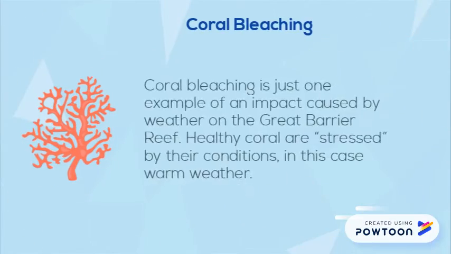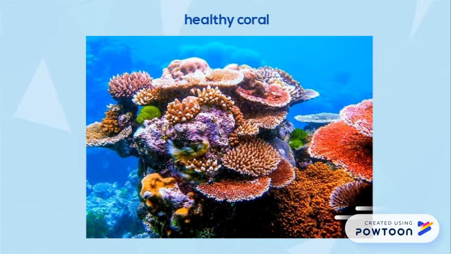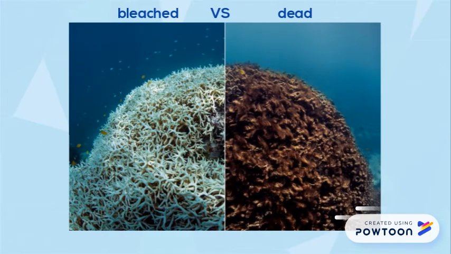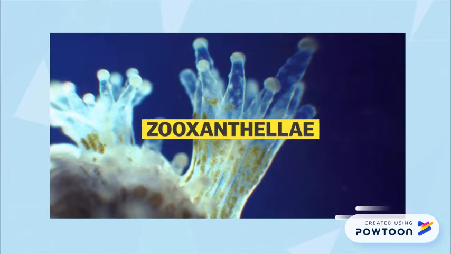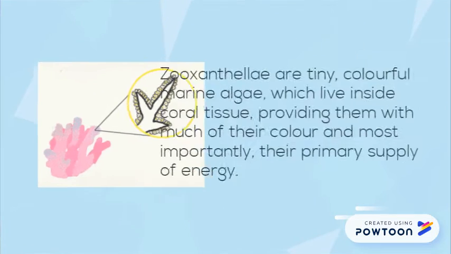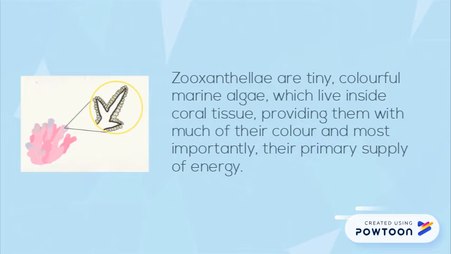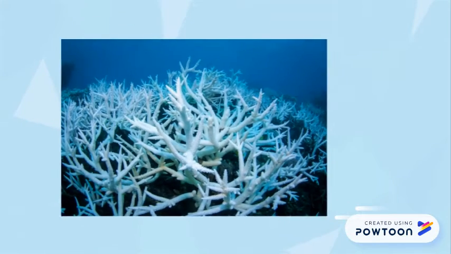Coral bleaching is just one example of an impact caused by weather on the Great Barrier Reef. Healthy coral are stressed by the conditions, in this case warm weather. Slow increases in temperature due to our use of fossil fuels have resulted in pollution, which leads to higher temperatures. Zooxanthellae are tiny, colorful marine algae which live inside coral tissue, providing them with much of their color and, most importantly, their primary supply of energy.